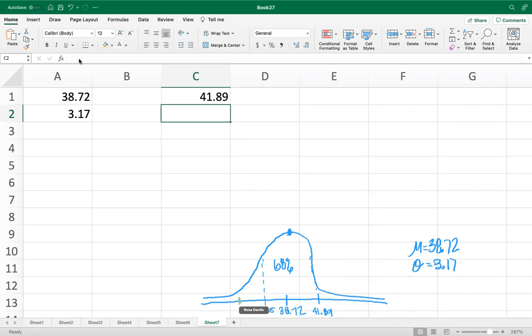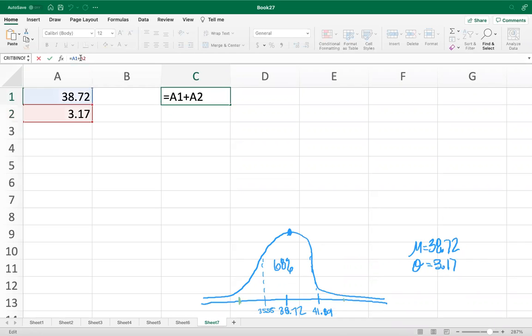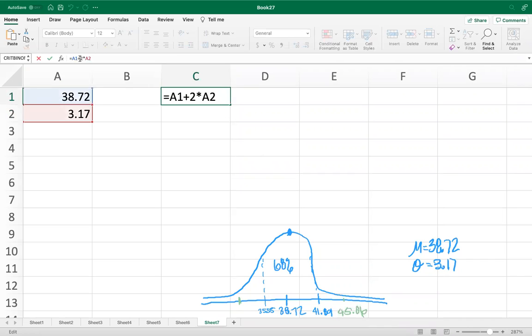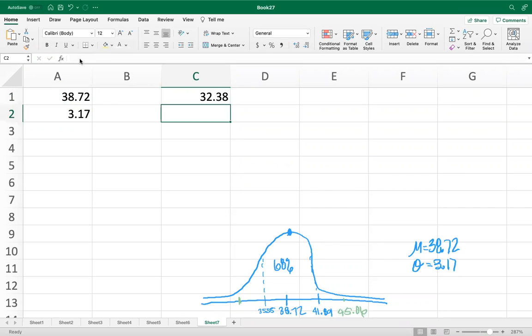So 2 standard deviations is going to be over here. So we could multiply the standard deviation by 2. This is plus, you can see the plus right here. So adding it, that was 45.06. And you could do this with a regular calculator as well. These computations aren't too crazy. You could do it on a regular scientific or even your phone calculator. 2 standard deviations below the mean. So below is minus. So instead of plus, we put minus. That's 32.38.